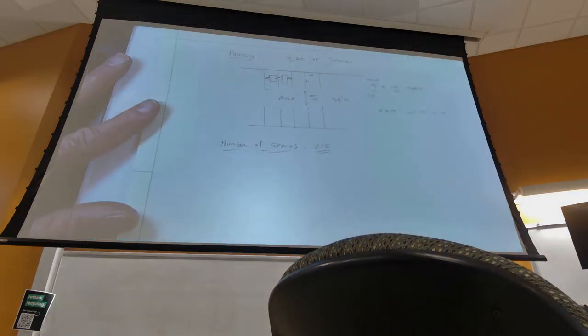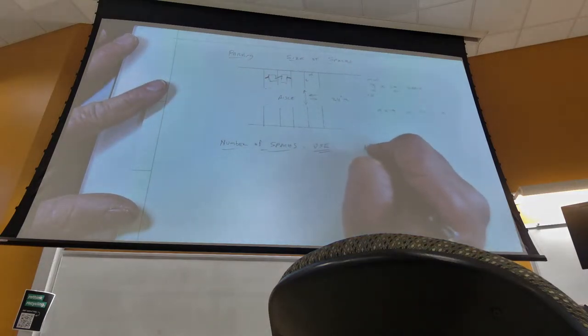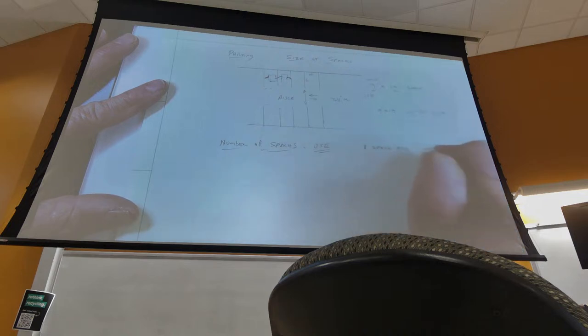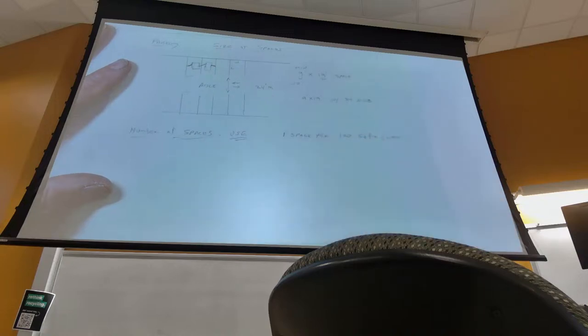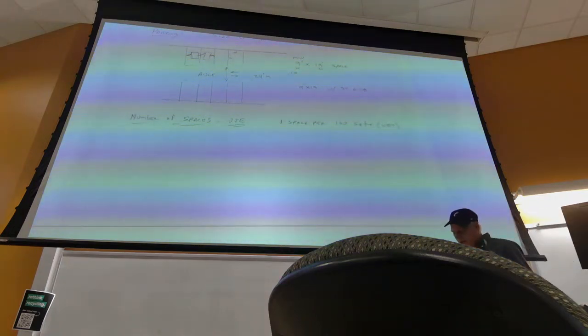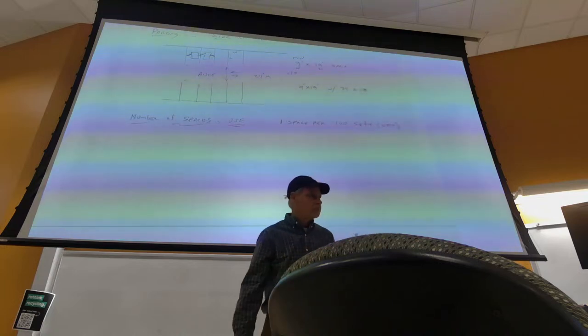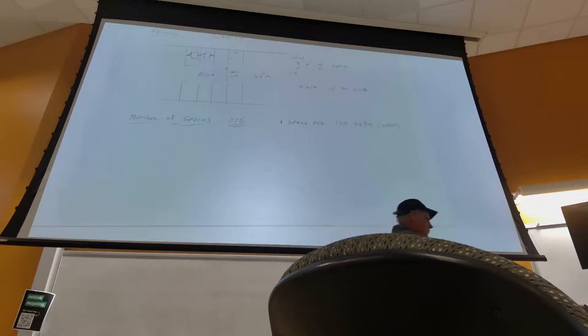I will tell you that for the lab we are working on, we're going to start our design of our restaurant. It is one space per 100 square feet of restaurant, and they will have the word net in there. What the heck is a net? Well, a net is what you catch the fish in. So what this means is that I need at least one parking space for every 100 square feet of restaurant size.